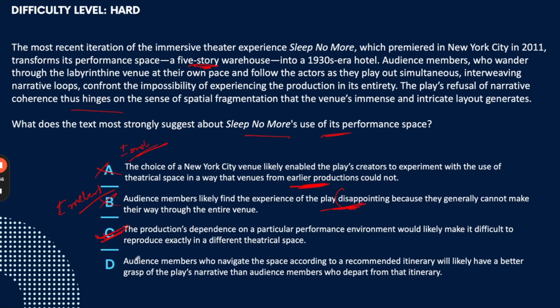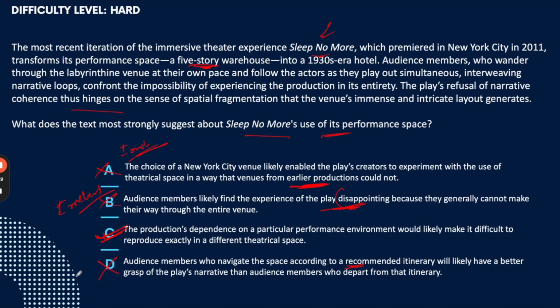Audience members who navigate the space according to a recommended itinerary will likely have a better grasp of the play's narrative than audience members who depart from that itinerary. Now, there's no mention in the text of the recommended itinerary. Where is this coming from? Right? Or that some audience members have a better experience than others. It's not about whether they had a better experience or not. It's about what these Sleep No More people are trying to do. What is the impact that they are trying to create in the audience, right?